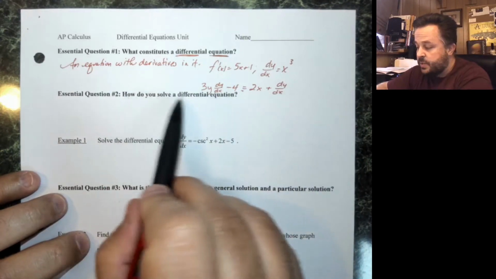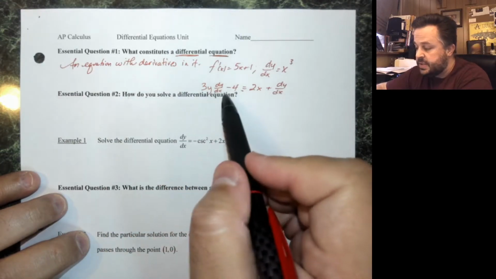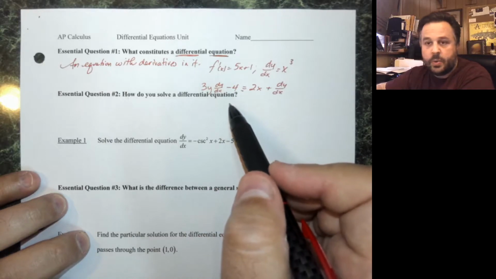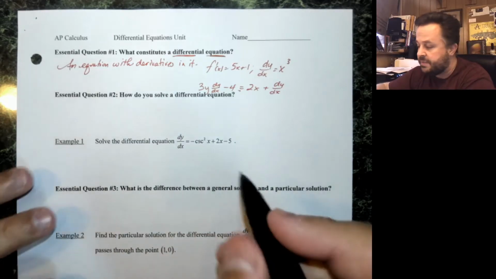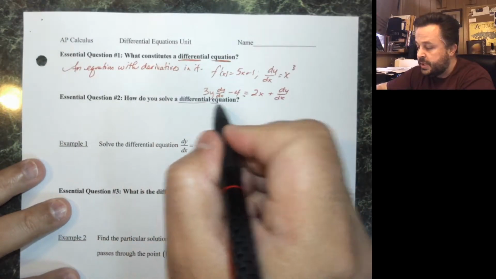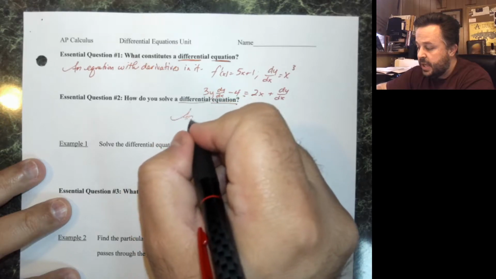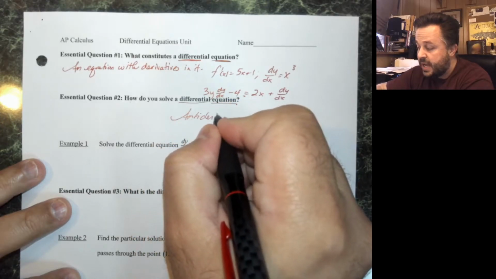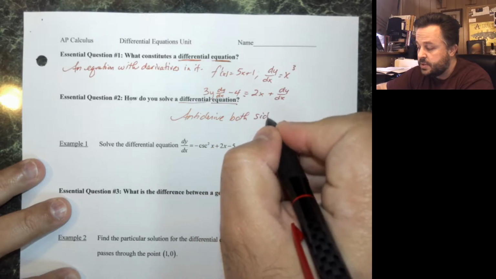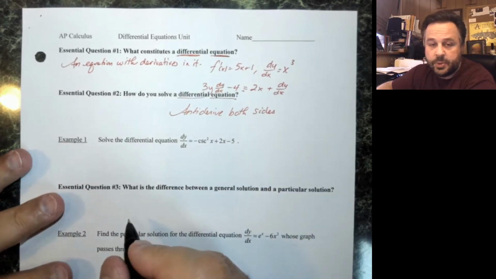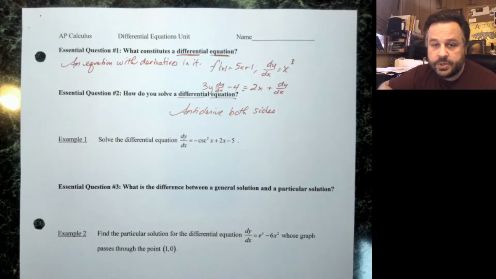Now, the question is, how do we solve a differential equation? Well, basically, if we have a derivative, we're trying to figure out where it came from. We're trying to figure out the original equation or the original function, as it is quite often. So what we're going to do is anti-derive both sides of the equation. That is to take the indefinite integral of both sides, giving us the original function.